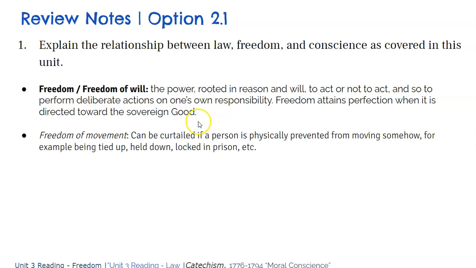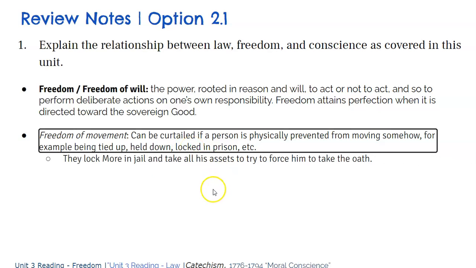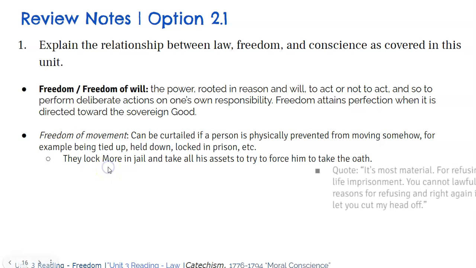So freedom of movement also applies here. Freedom of movement can be curtailed if a person is physically prevented from moving somehow, for example, being tied up, held down, or, like in Thomas More's case, locked in prison. So one of the things they try to do to manipulate Moore is lock him in jail and take all of his assets to try to force him to deny his conscience and take the oath. They can't really take away his freedom of will, because remember, your conscience is interior. So they try to influence him by taking away his freedom of movement.